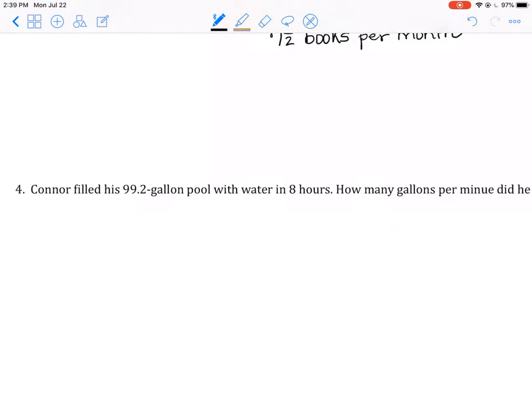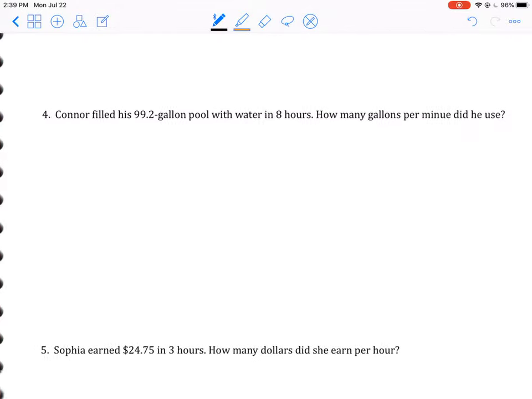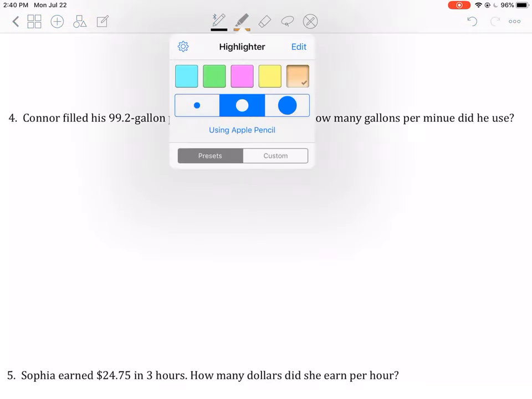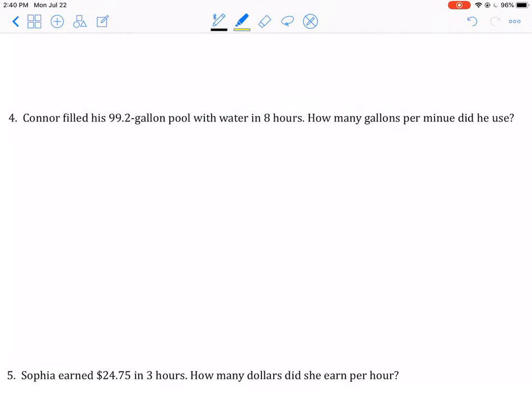Okay, number 4. Connor filled his 99.2 gallon pool with water in 8 hours. How many gallons per minute did he use? And I have a misspelling there. I'm sure you have already noticed. We are looking at gallons per, not menu, minute. I'm sorry, guys. That should say minute. Did he use?